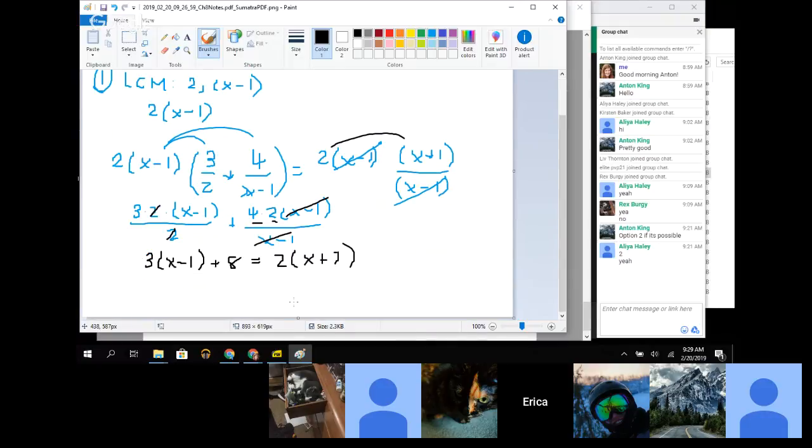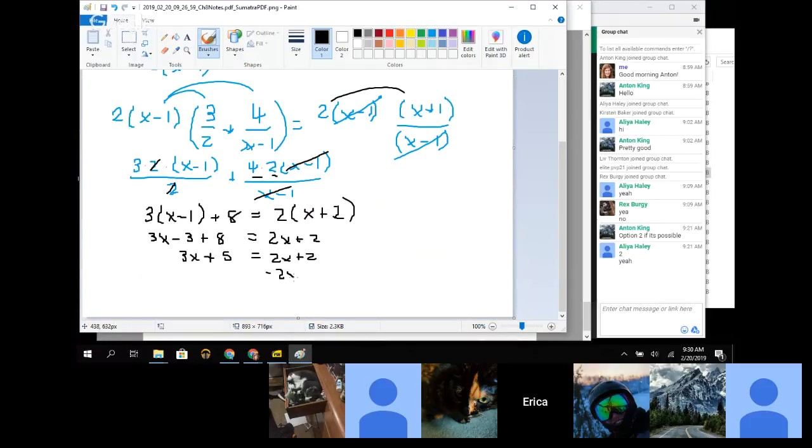So what do we have to do now? Now we have to distribute, right? We'll get 3x minus 3 plus 8 equals 2x plus 2. That's a 1, not a 7. All right. 3x minus 3 plus 8 is plus 5 equals 2x plus 2. Let's just keep going, right? Subtract 2x from both sides. And now it's just math. x plus 5 equals 2, or x equals negative 3.